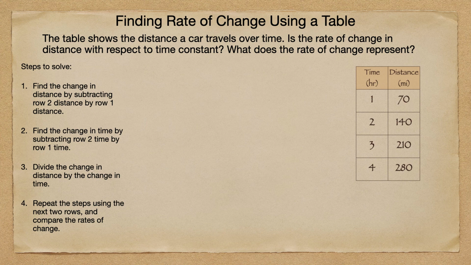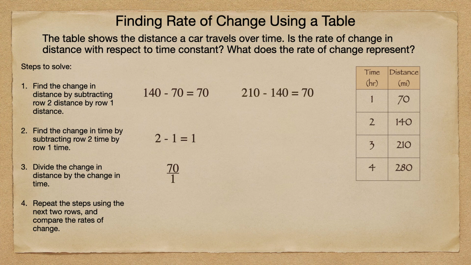Let's begin. We're going to begin by finding the change in distance by subtracting row 2 distance by row 1 distance. 140 minus 70 equals 70. Next, we're going to find the change in time by subtracting row 2 time by row 1 time. That would be 2 minus 1 equals 1. We divide the change in distance by the change in time, which becomes 70 over 1. We repeat these steps using the next two rows, and then we're going to compare the change.